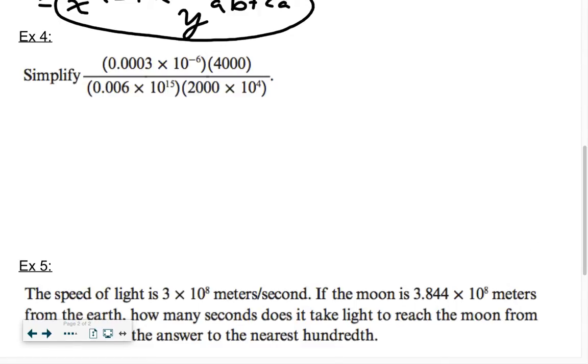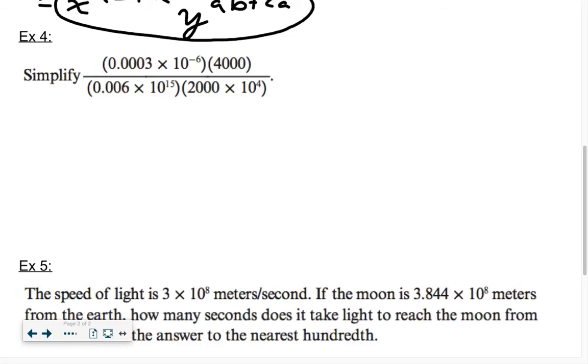Hang with me, we're getting closer. We are diving into some scientific notation problems. And look at that joyous expression they gave us there. Beautiful, right? Man, that was so nice of Saxon. 0.0003 times 10 to the negative 6 times 4,000 and so forth. Awesome. A couple of ways that you can go about it. I'm going to show you my method.